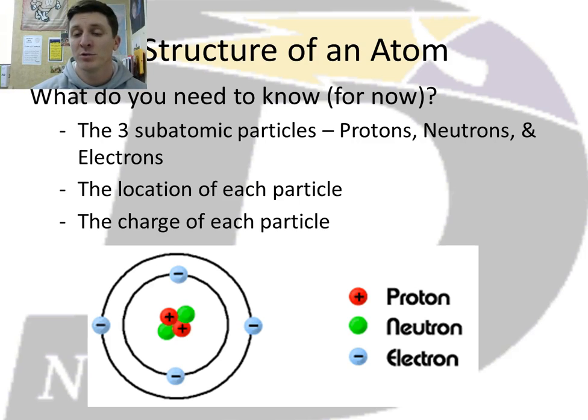So again, 3 things: protons, neutrons, electrons. Protons located in the nucleus, positive charge. Neutrons in the nucleus, no charge. And then electrons outside the nucleus, negative charge.